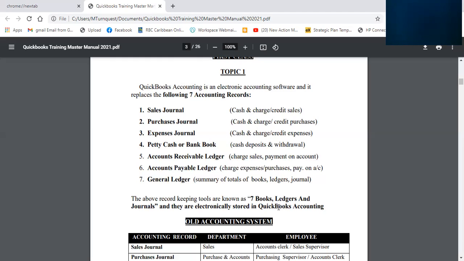You deposit, withdraw. The next area is your accounts receivable, and the accounts receivable ledger. Focus only on charge sales. Only charge sales. Not cash sales. Charge sales. And of course, when a customer makes a payment on that account.